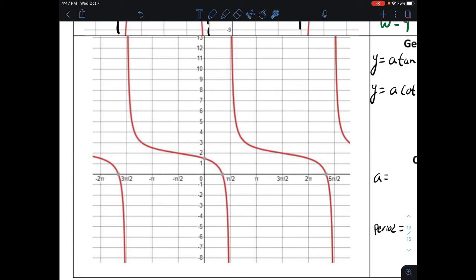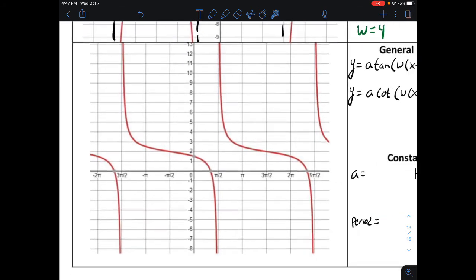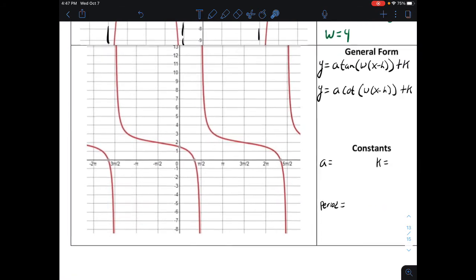Our last graph here, we look at the behavior of what's going on here. And when you start seeing repetitive behavior of what would look like maybe x cubed, but this is not the graph of x cubed, that's indicative of us having a tangent or a cotangent wave.